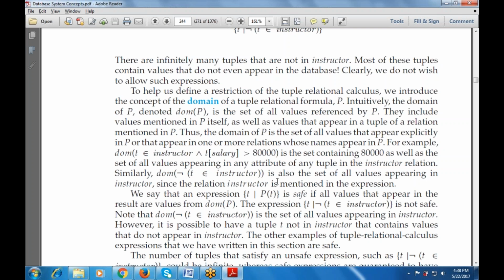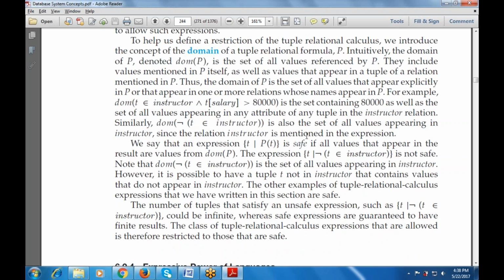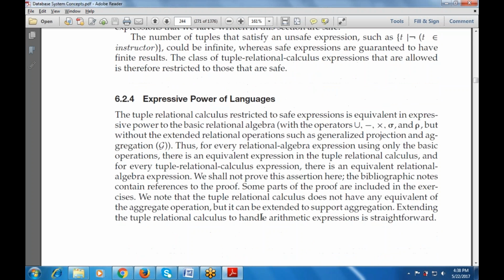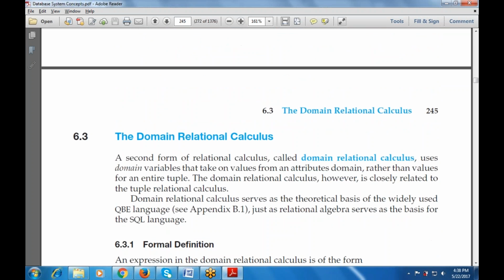It is also possible to have a tuple T not in the instructor that contains values that do not appear in the instructor. The other examples of tuple relational calculus expressions that we have written in this section are also safe. The number of tuples that satisfy the unsafe expression, T not belonging to instructor, could be infinite, whereas safe expressions are guaranteed to have finite results. Expressive power is not in your course.